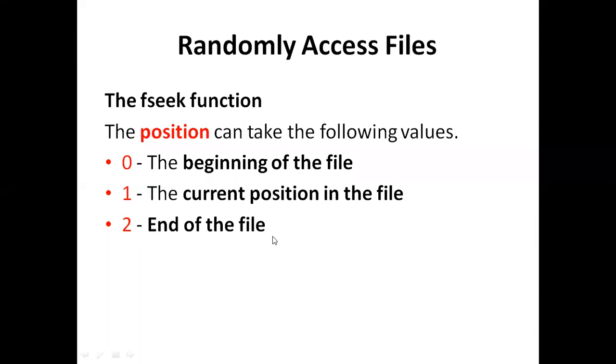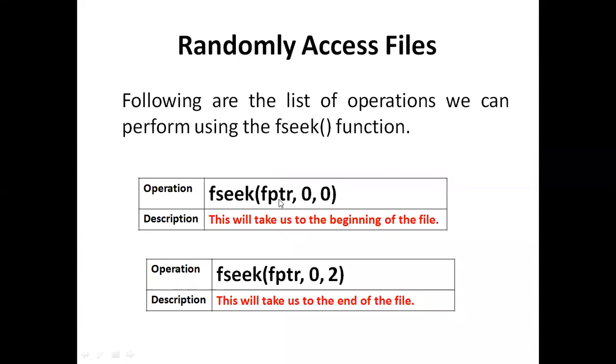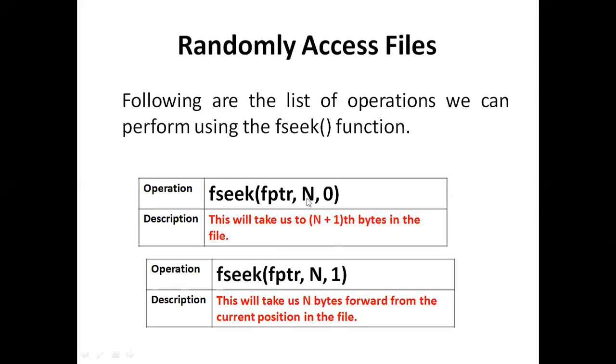And if you are passing 0 comma 0 as the parameter values with the file pointer, where is it going to move? To the beginning of the file. And if you are passing 0 comma 2, it will take you to the end of the file. 2 is for the end of the file.